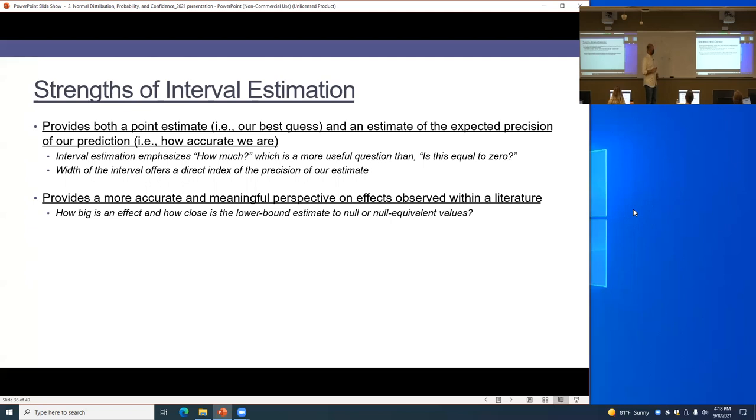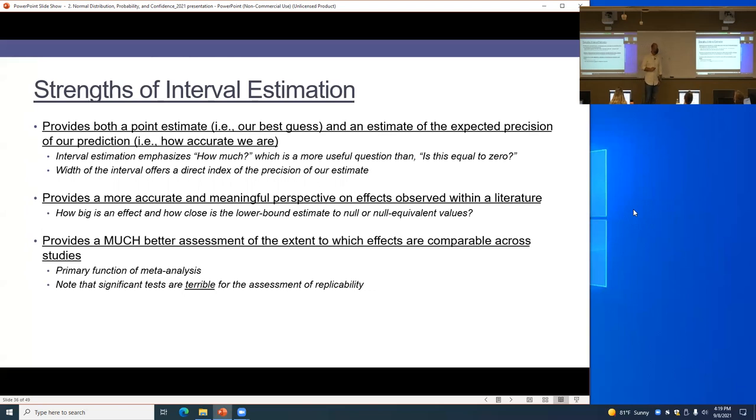Our interval estimates start to give us a more accurate and meaningful perspective on effects. Okay. Again, how big is an effect? How close is that lower bound to some null or near-null effect, right? So yeah, it's not zero, but if we're saying that that lower bound is a reasonable estimate of the population parameter, and it's right up against zero, it makes me think about this differently than if all I'm looking at is just the mean difference that we've found, okay? And if we start thinking about replicability, it gives us a much, much better sense of the extent to which different studies are replicating over and over again, right? This is what we're doing in meta-analyses, looking over and over again. So what's the point estimate? What are those intervals? Our significance tests, these are terrible for identifying replication.